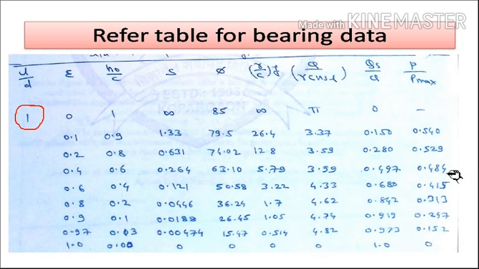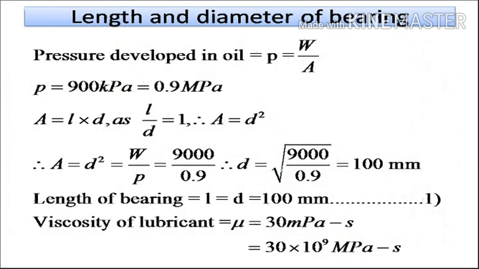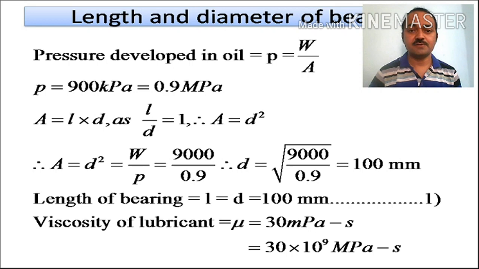Okay, so first we will try to get the dimensions of this bearing. As the pressure developed in the oil film is specified to us, that pressure is given by force upon projected area. So pressure is given as 900 kilopascal, that is nothing but 0.9 megapascal, and area is equal to length and diameter, that is projected area. Definitely L by D ratio is 1, so we can put this L in terms of D. So definitely we can write this area as D square.